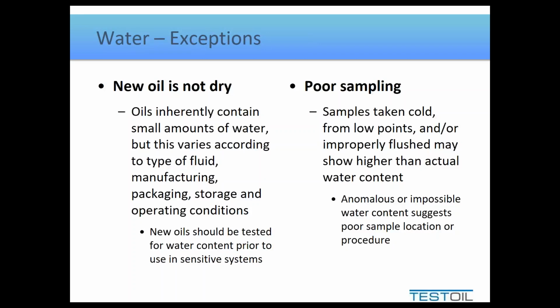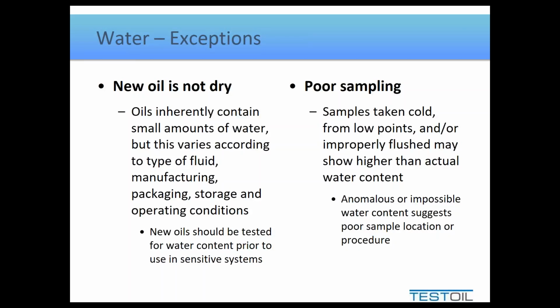I've had instances where I've seen samples come in that were reported at upwards of 99% water, meaning pretty much the entire bottle is water. And the suspicion on our end is simply that that was a sample taken from a low point and they did not flush it at all. And basically the first 4 ounces that came out was what was collected in the bottle.